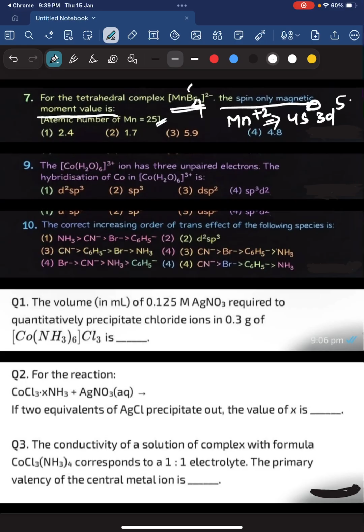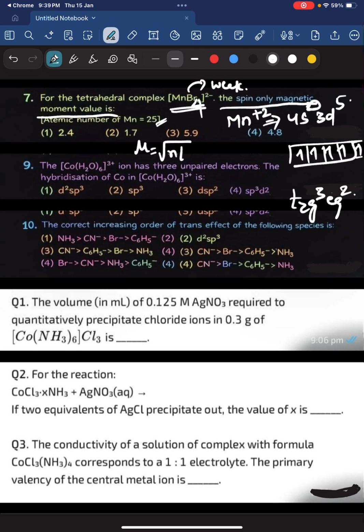Since the ligand is a weak field ligand, the electrons won't pair up, so all the 5 electrons will be in the unpaired form, because after splitting also t2g3 eg2 we will get. That's why 5 unpaired electrons are present after splitting also. So if 5 unpaired electrons are there, mu equals under root n into n plus 2 Bohr magnetons. So here n value is 5, so you get under root 5 into 7, which is 35. So root 35 value you can approximately take as 5.85 or 5.9.